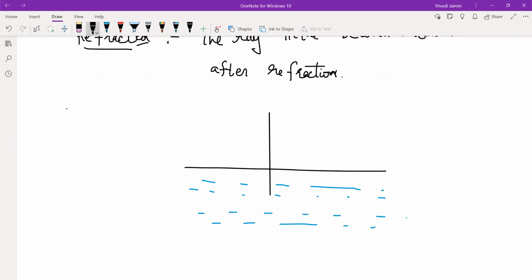Normal ray. Now, what is normal ray actually? Why is it called normal? What do you mean by normal ray? The line drawn perpendicular to the surface. Yes, which is perpendicular to the surface. Ray perpendicular to the surface.